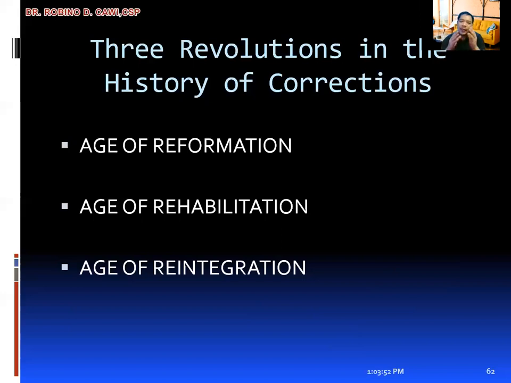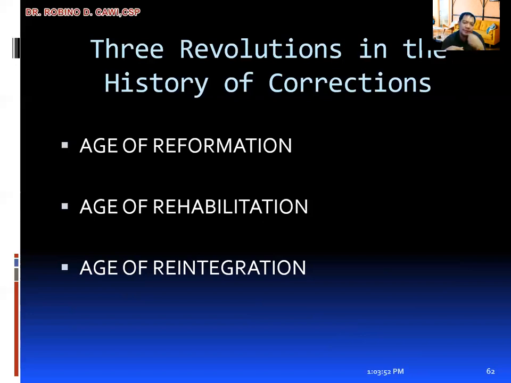Now, while it is true that America started to make use of prison, it did not turn out well, considering that they saw a lot of offenders recidivating, meaning that they are committing another crime and going back to prison again. So the American prison thought of what should be done in order to reduce the incidence of recidivism among the inmates or among the prisoners.